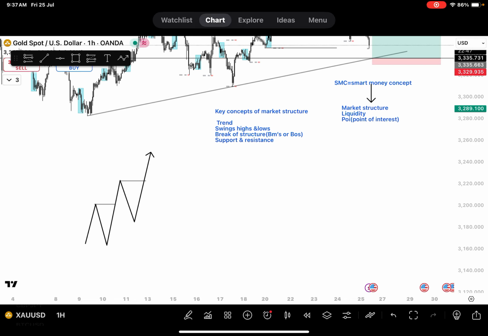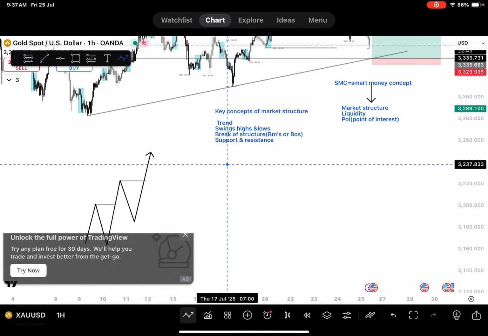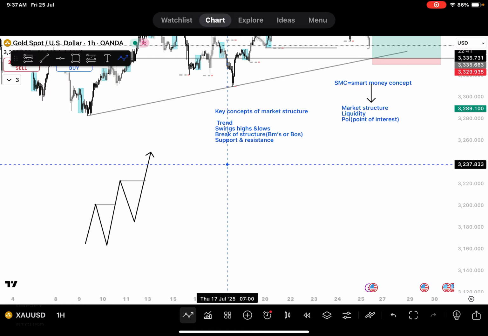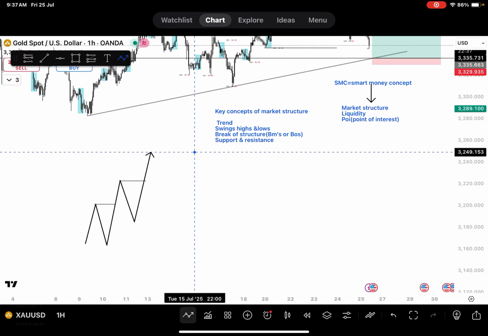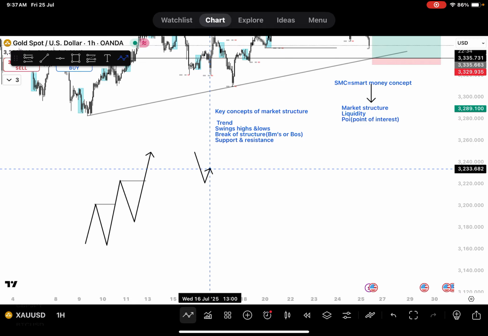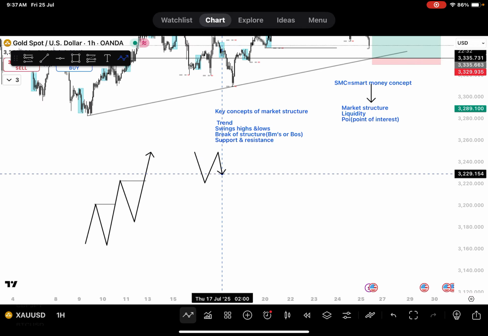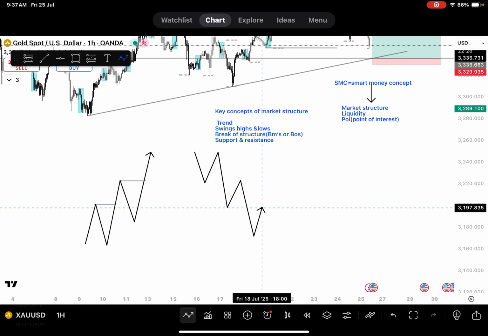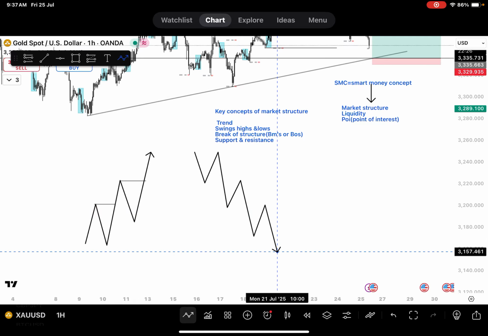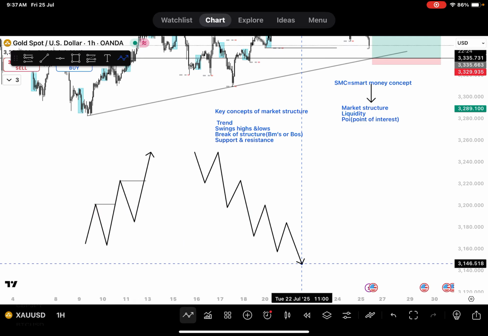Now, let's go to the other one. Let me not delete this one. Let me give you the example of the other one so you can physically see the difference. This one is for the bullish trend. Now, let me go with the one for the bearish trend. When you have the market create lower low, lower high, lower low, lower high, lower low, lower high, lower low, lower high, lower low.